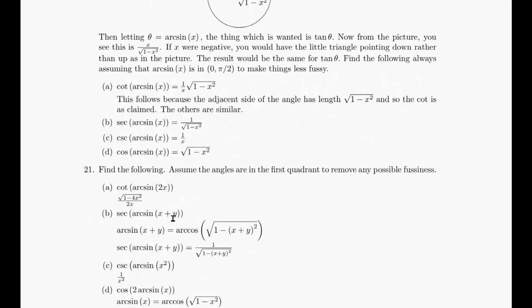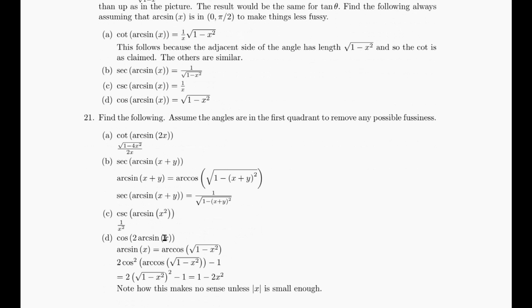If I wanted the secant of the arcsine of this, I'm just assuming all the angles are in the first quadrant, so like if x and y are positive and small, then the arcsine of this is the arc cosine of this. See? By the same reasoning we've been using. So if I take the secant of the arcsine, it's the same as the secant of the arc cosine of this, and that gives me this. See? Cosecant of arcsine, well, the sine of the arcsine would be x squared, so the cosecant would be 1 divided by that, 1 over x squared.